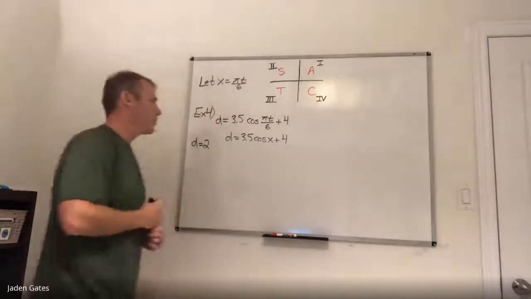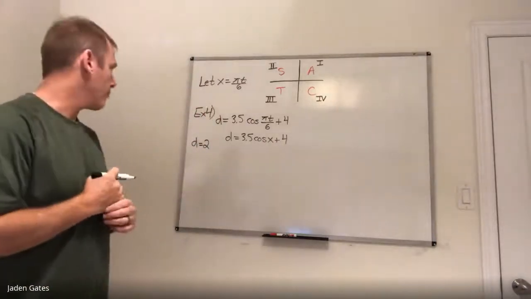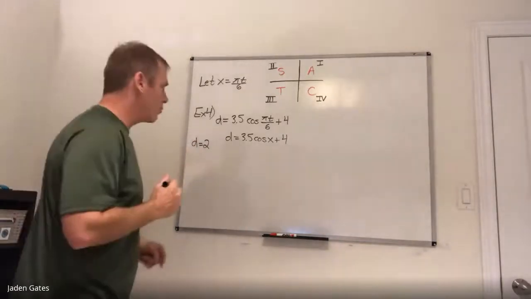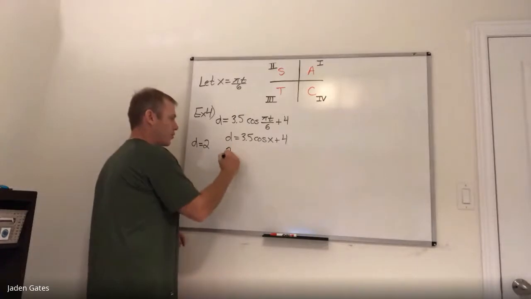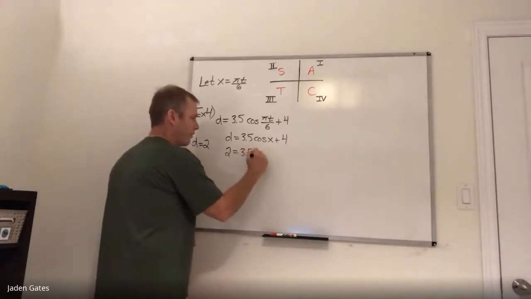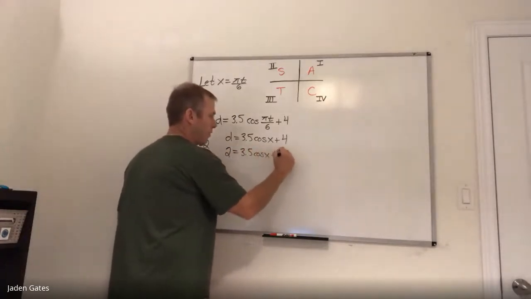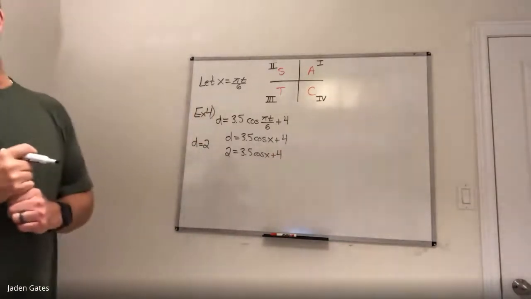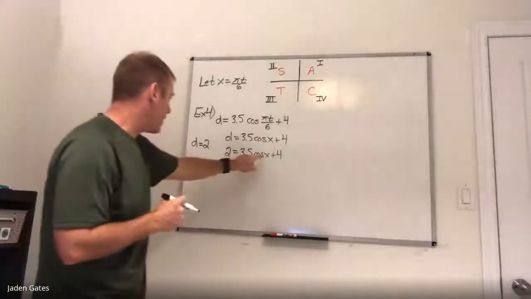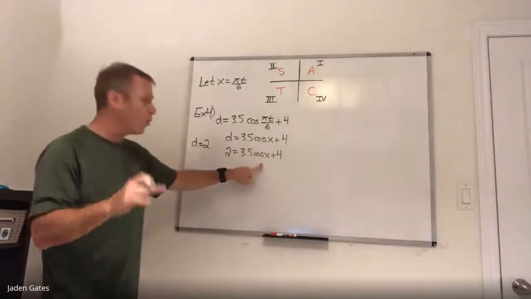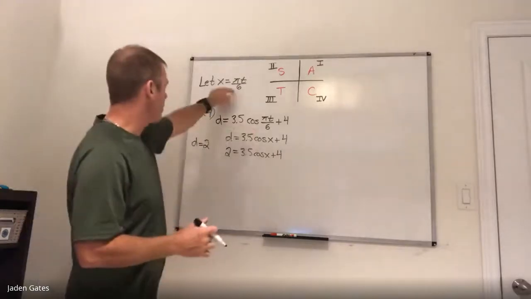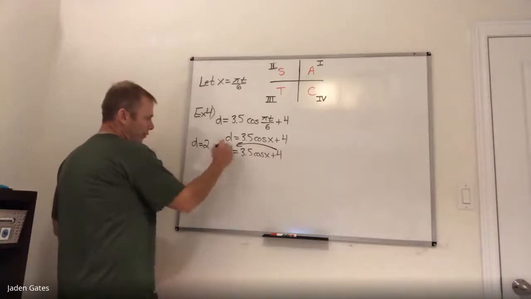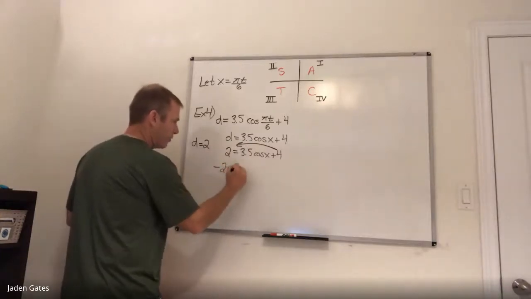Then we can resubstitute after, like we would do before. Now we're looking for when the water is at a depth of 2, so I substitute 2 in for d. So I've got 2 equals 3.5 cos x plus 4. We've made a substitution, and now I'm going to get my trig function by itself. That's the whole goal today, and then solve from there. Then we're going to have to resubstitute. So I'm going to bring this 4 over to the other side, so I have 2 minus 4, which is negative 2.